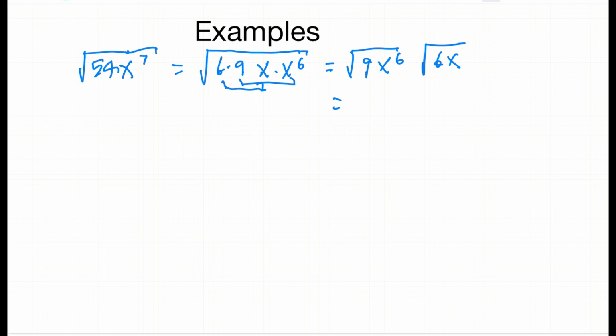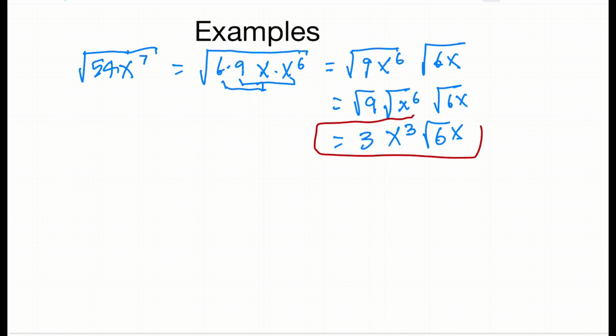Now that is going to be root 9 times the square root of x to the 6th times the square root of 6x. We know the square root of 9 is 3. The square root of x to the 6th is x cubed. And we've got 6x, we can't really do anything with that. So we just broke it down into this form right here. So these two are equivalent to each other.